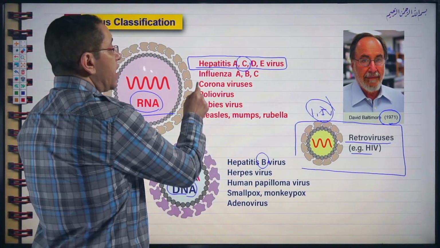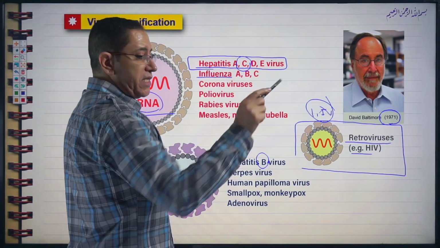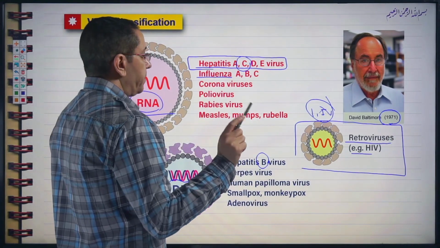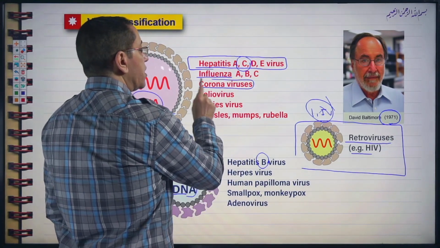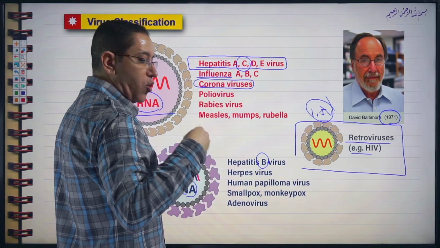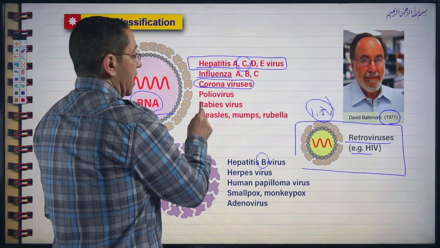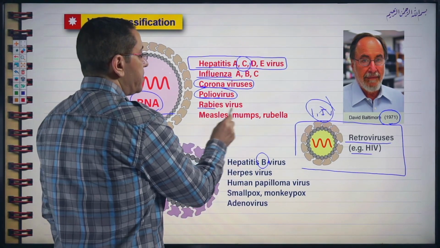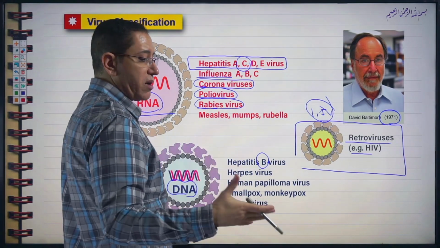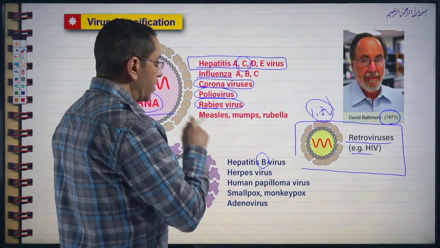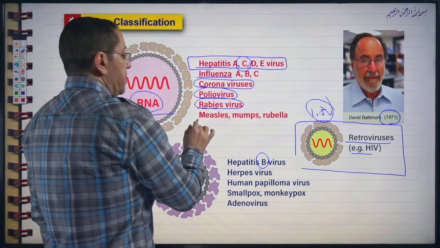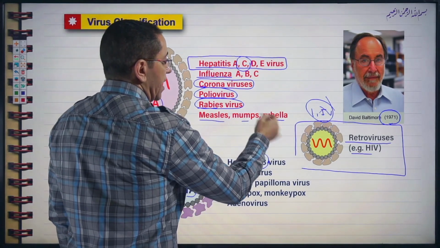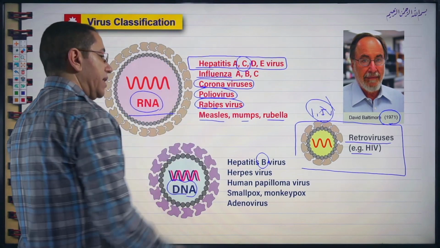All the types of influenza A, B, and C, all of these types are RNA. Coronavirus, that's causing a worldwide panic nowadays. The family of corona are all RNA viruses. The polio, which causes poliomyelitis or children paralysis, is RNA. Rabies, which causes rabies disease that comes from dogs and animal bites, is also an RNA virus. Measles, mumps, and rubella, or the German measles, all of these are RNA.